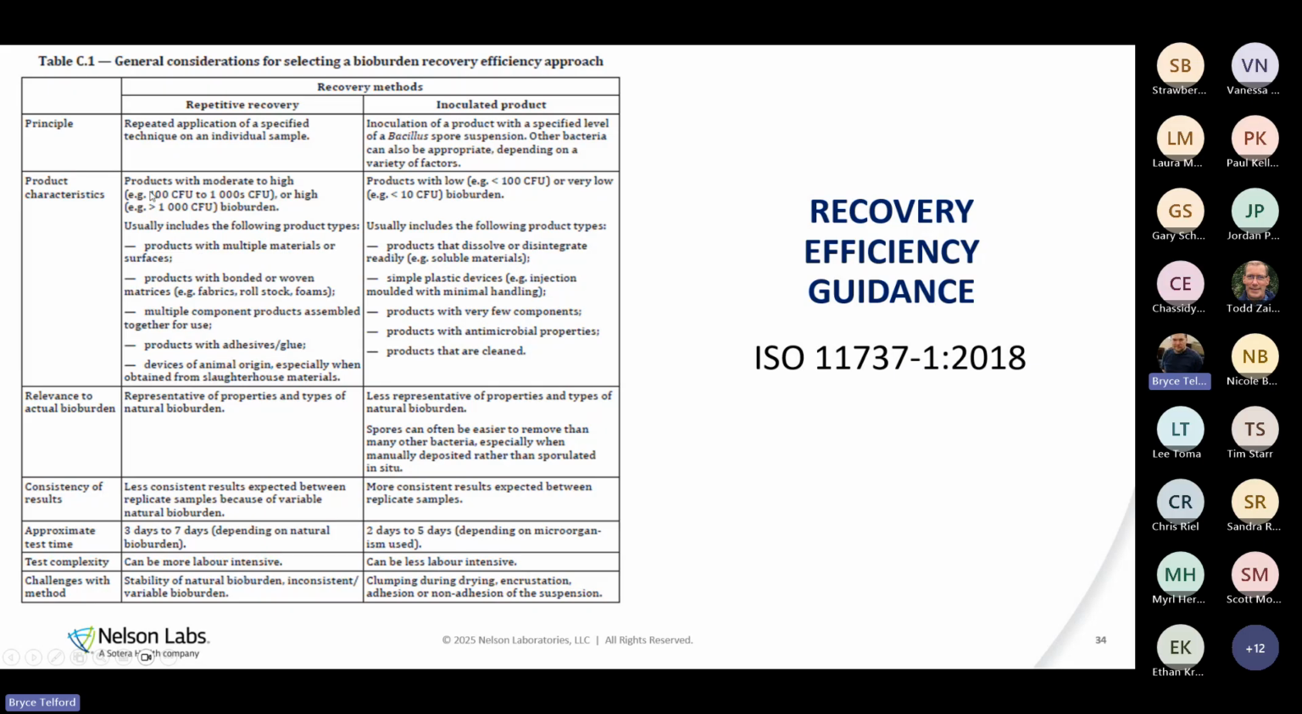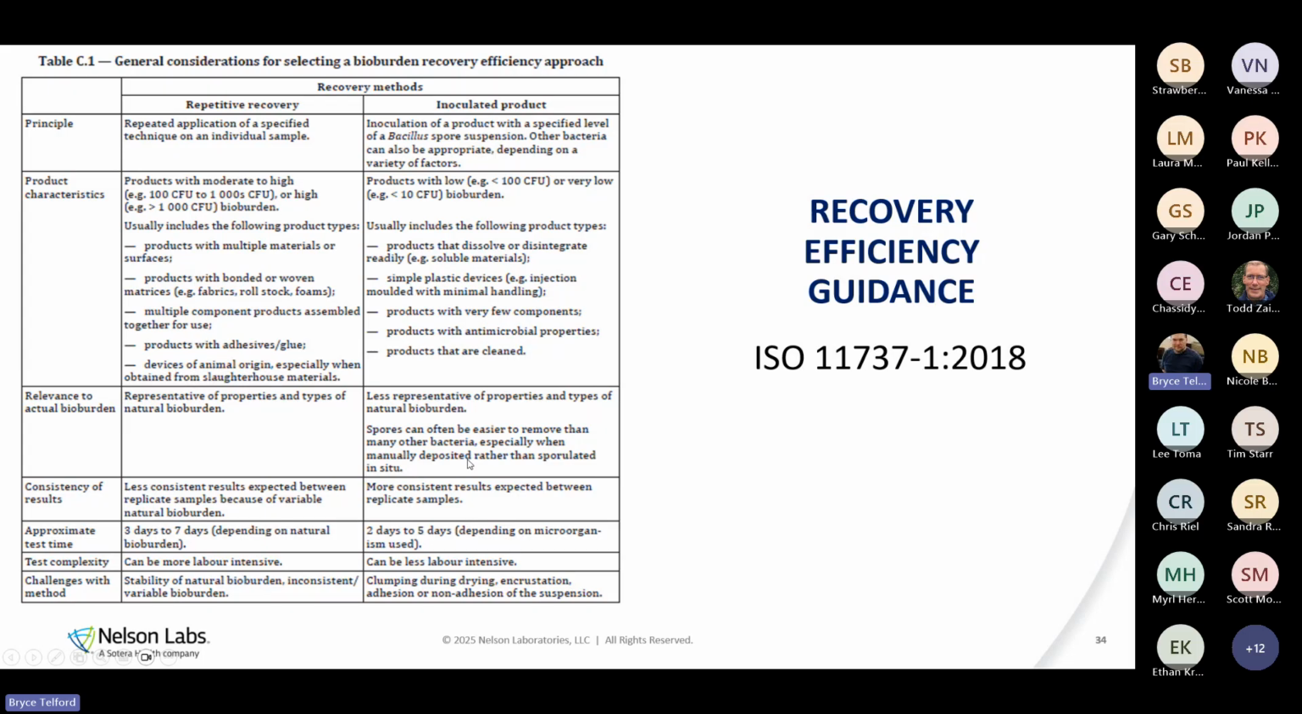So generally speaking, it talks about if I have 100 to 1,000 CFU or higher, then I might want to be able to do a repetitive. If I have, for example, 10 CFU or less, then I probably don't want to do a repetitive. That's when I'd probably be better off with this inoculated approach.